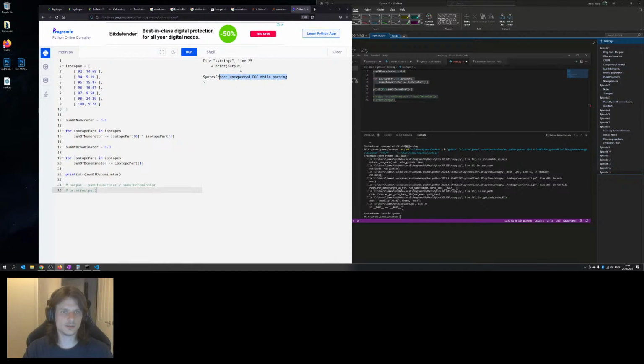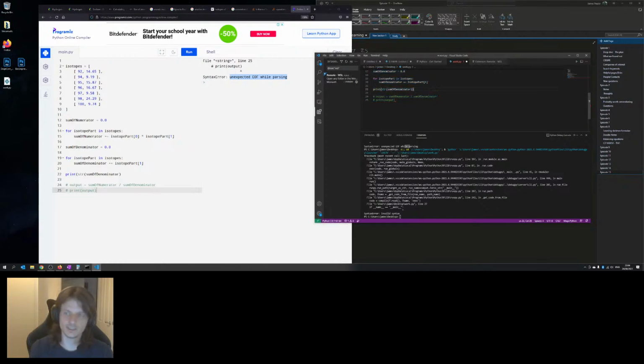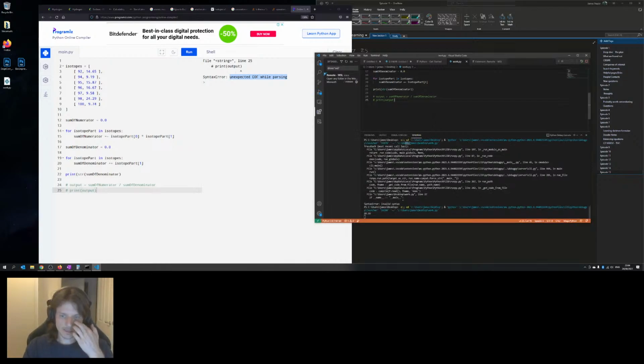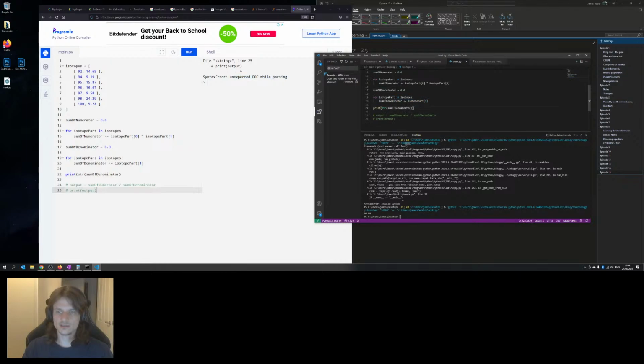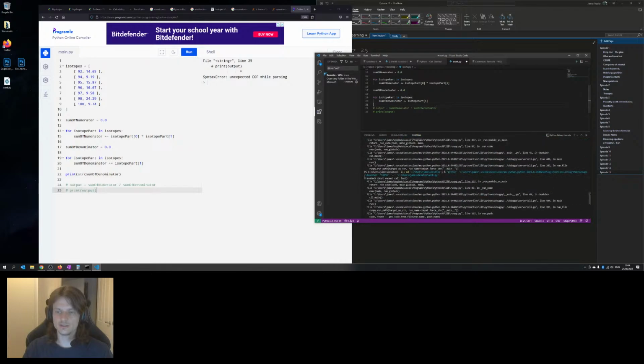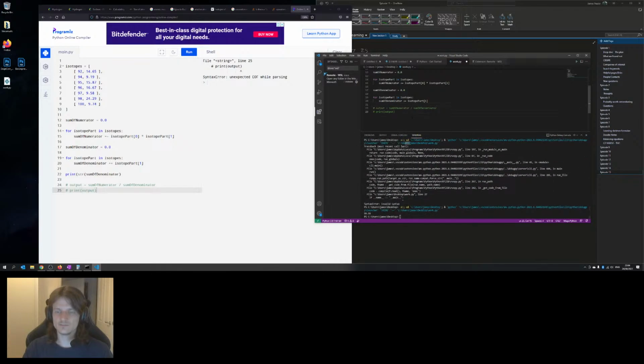Unexpected end of file while parsing. Print. Oh, you idiot. Right, okay, yeah, it's late. 99.9. So that is a sum of all parts. Great, that makes sense. And then we want to have the output. So the output is equal to the sum of the numerator divided by the sum of the denominator. Sum of yes, yes, and yes. Right.